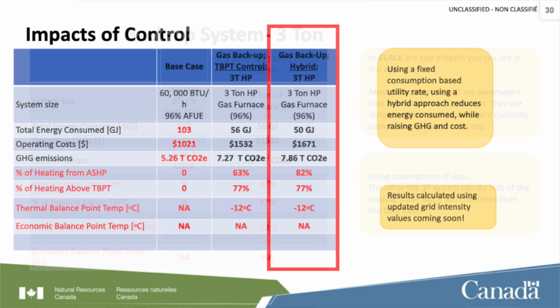The impacts of the controls: when we come out of here, if we have the hybrid 3 ton, we manage to use the air source heat pump 82% of the time, which is a good utilization if you're looking for absolute energy efficiency.